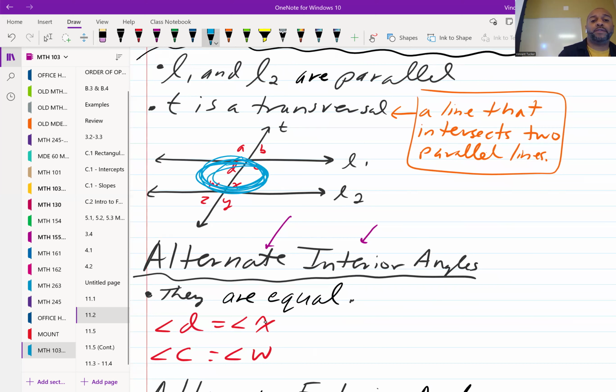That's inside of your parallel lines. So alternate interior will be D and X, and then C and W. And all this is saying is that that relationship creates equal alternate interior angles. So D and X are equal and C and W are equal.